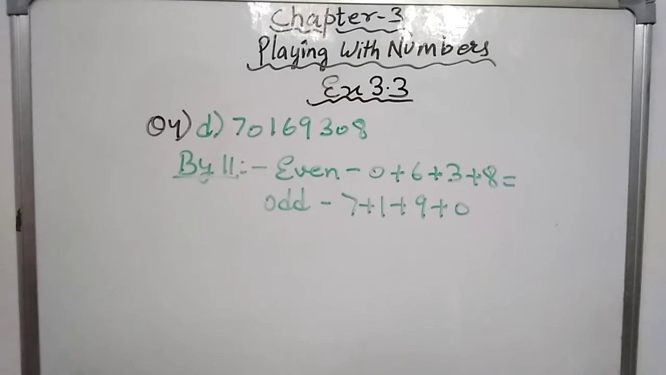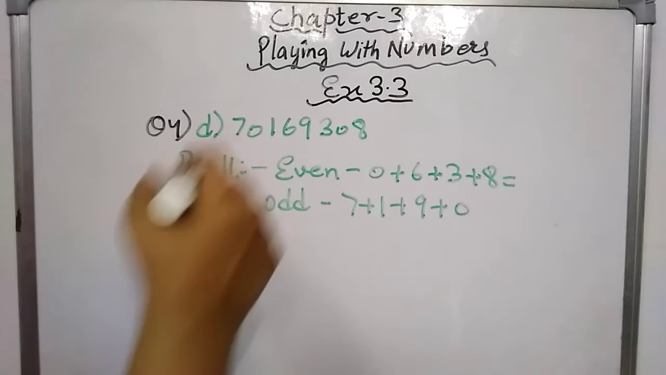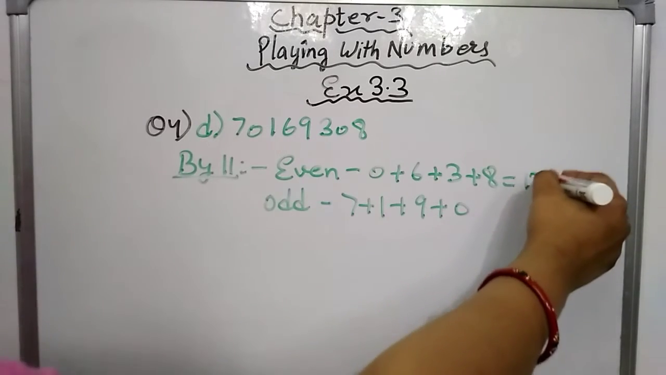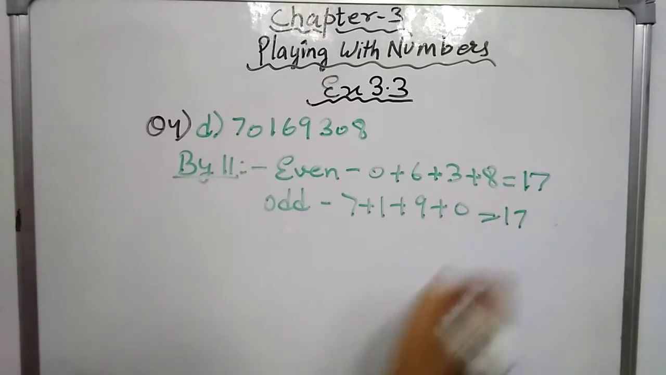Now check or add even and odd digits. Even digits: 0 plus 6 plus 3 plus 8. Odd digits: 7 plus 1 plus 9 plus 0. Now add them. On adding these digits, we get sum as 17 and 17.